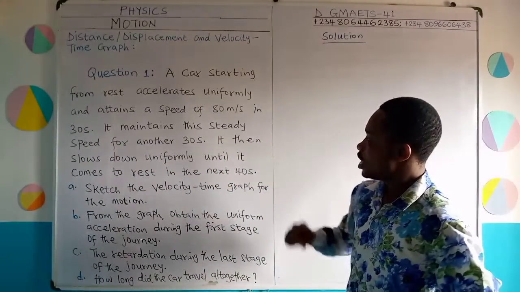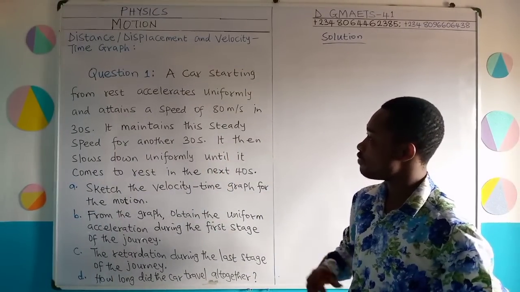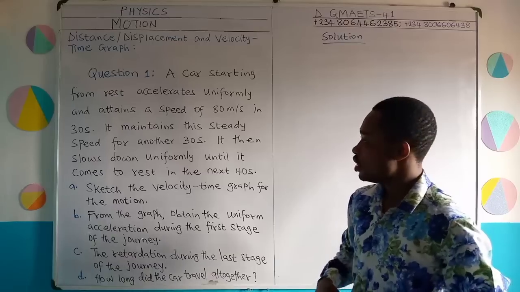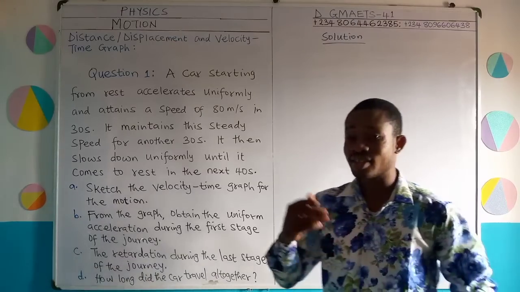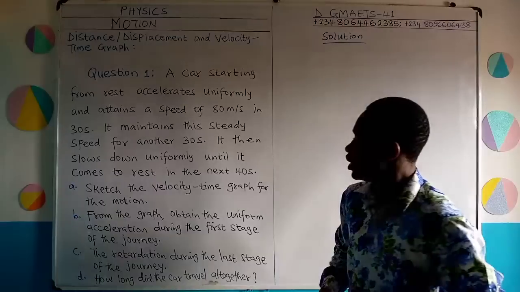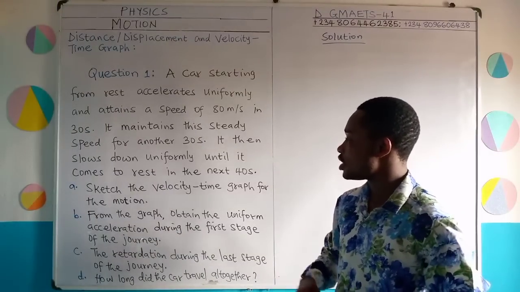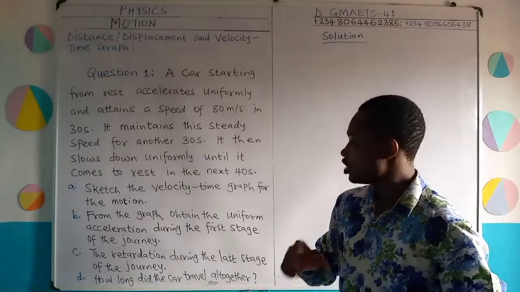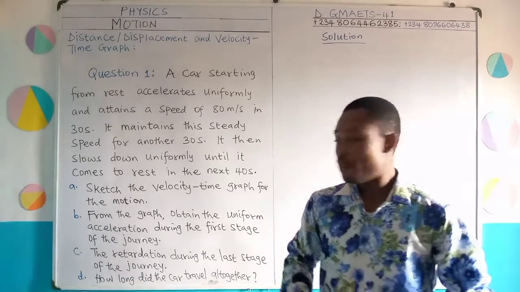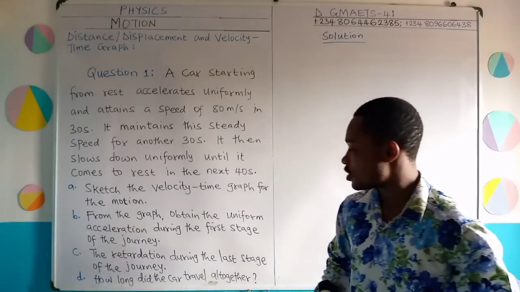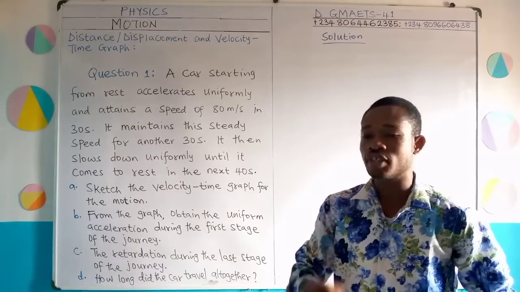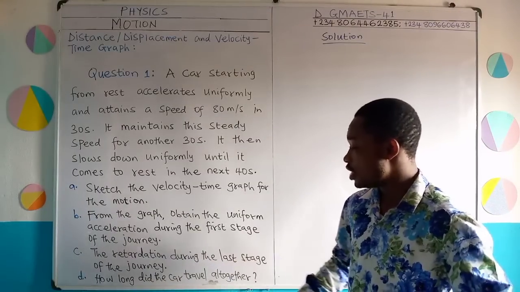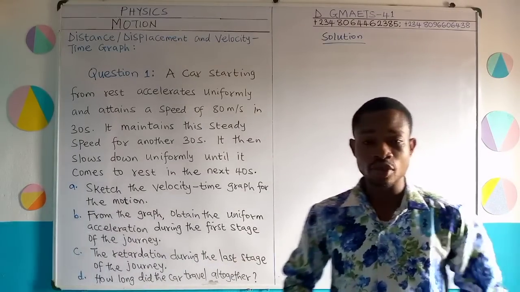So let's see. A car starting from rest accelerates uniformly and attains a speed of 80 meters per second in 30 seconds. It maintains this steady speed for another 30 seconds. It then slows down uniformly until it comes to rest in the next 40 seconds. A. Sketch the velocity time graph of the motion. B. From the graph, obtain the uniform acceleration during the first stage of the journey. C. The retardation during the last stage of the journey. D. How long did the car travel altogether?